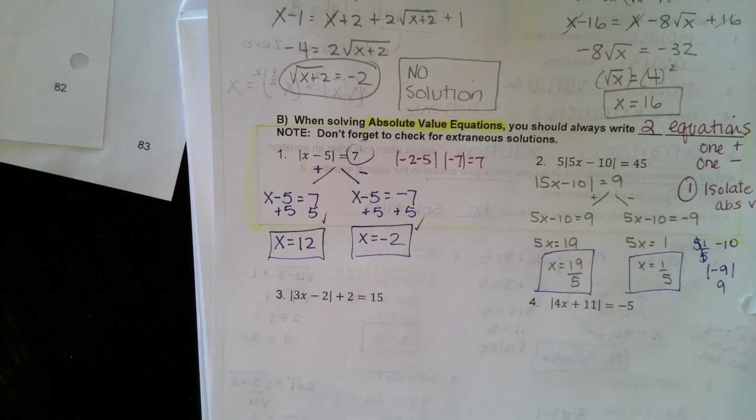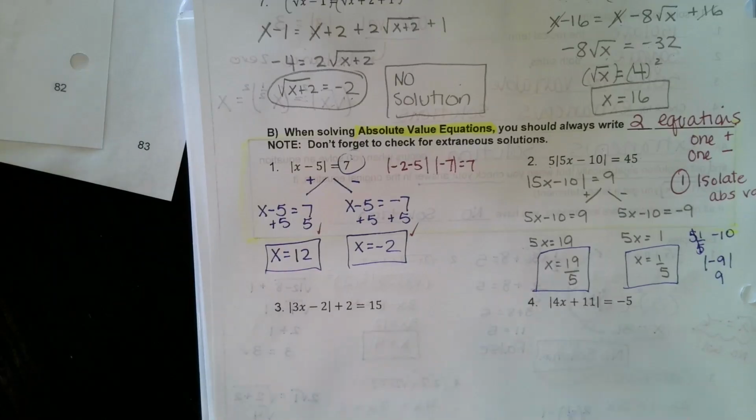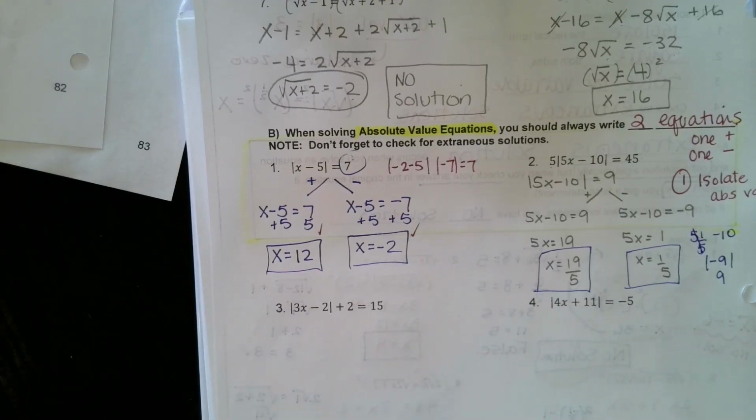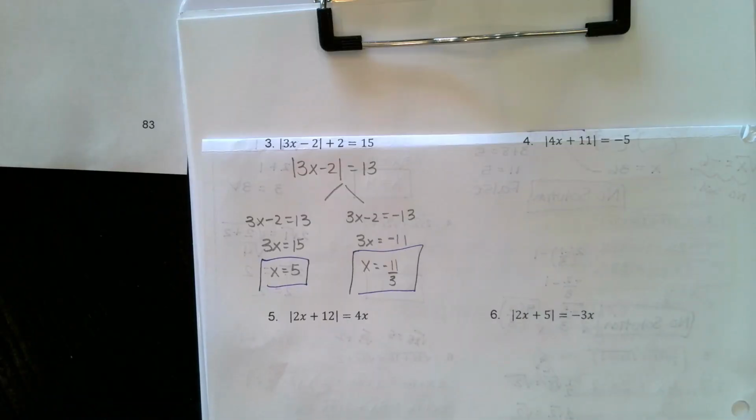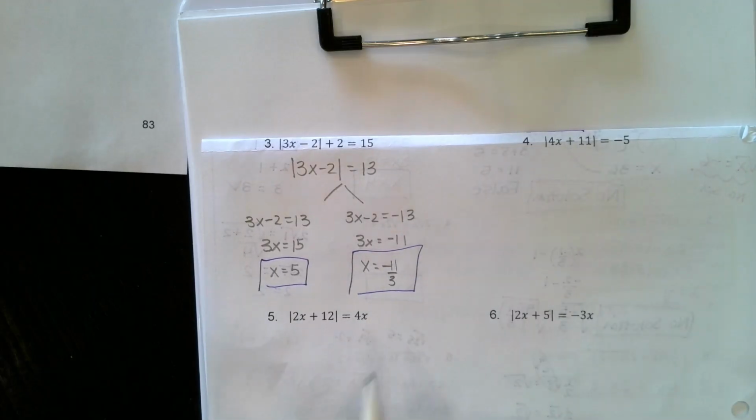Okay. All right, let's go to this next one. Actually, I'm going to pause the video and you do number 3, and then we'll come back. So you do number 3. Okay, so I got 5 and -11 over 3. And I checked both of those, and both of those work.